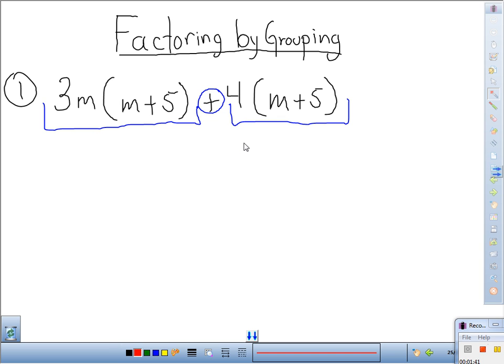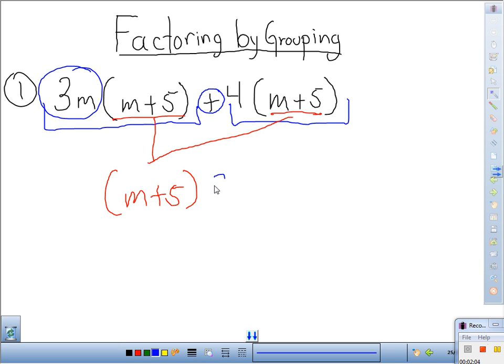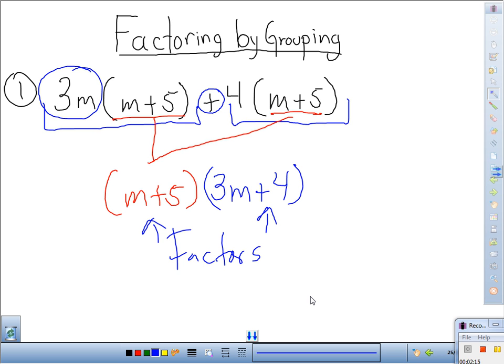So if it's a two-term polynomial, that means I need to find out what is the same for each term. What does each term have the same? M plus 5, m plus 5. That's going to be my GCF. That's why I only write it once, m plus 5. From there, what do I have left on my first term? 3m. Plus what's left on the second term? 4, and that's my second factor. So those are my factors. Factor 1, factor 2. Copy that, please.